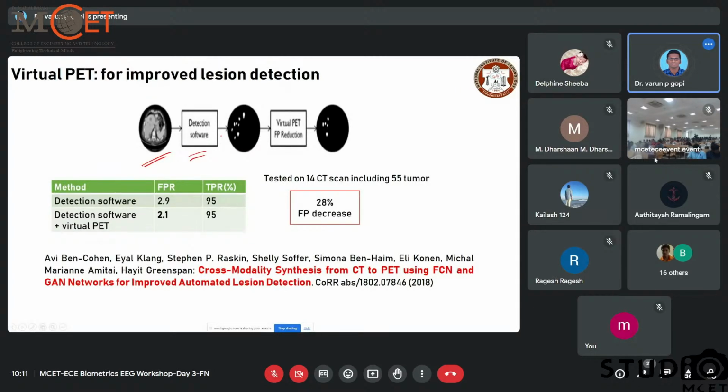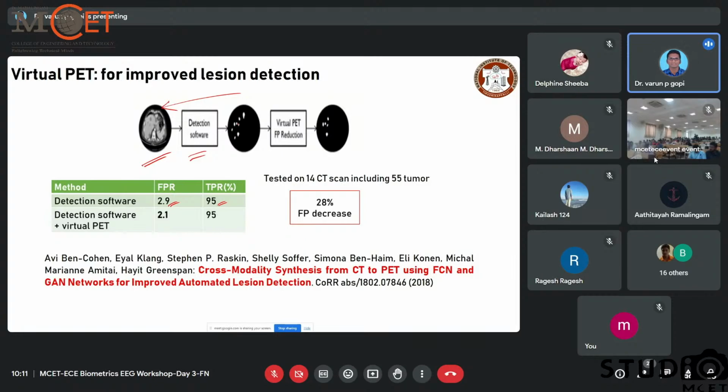They detected the disease, but actually the detection software would give a FPR, that is false positive rate, of 2.9 and a true positive rate of 95. Here you can see that there are a few more points that are not the disease but are identified in the CT. So what we did is we generated a PET using the CT. After generating the PET, we compared it with the PET result.